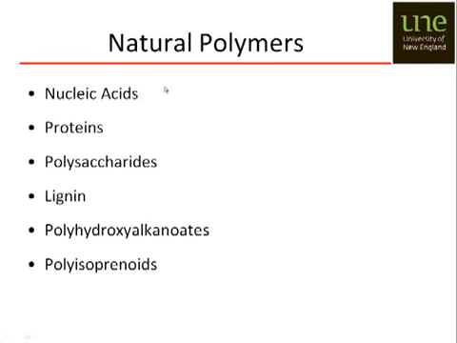So you're all familiar with nucleic acids, which we use not so much for their structural capacity, but for their information storage capacity. Proteins that do everything, in animals particularly. Polysaccharides, structural materials for plants. Energy storage materials for animals and plants. Lignin, this is another structural material for plants, and I'll show you some ugly pictures of lignin as we go along. Polyhydroxyalkanoates, a carbon storage material made by bacteria, and polyisoprenoids, things made by plants for various reasons.